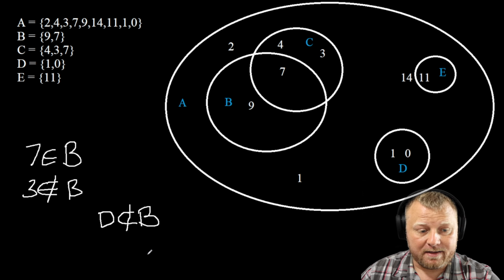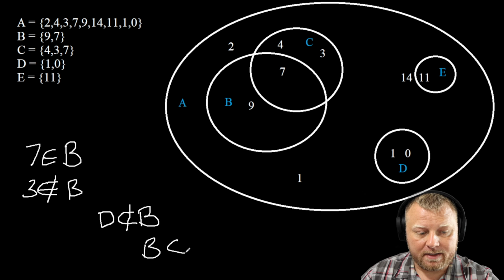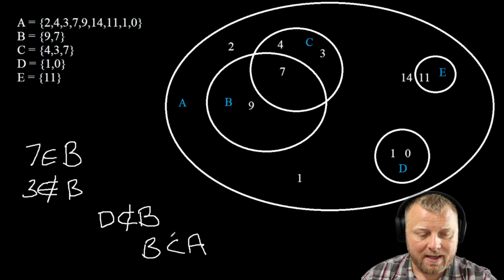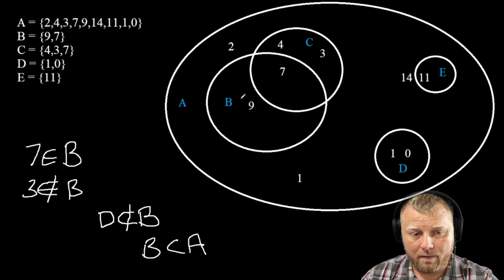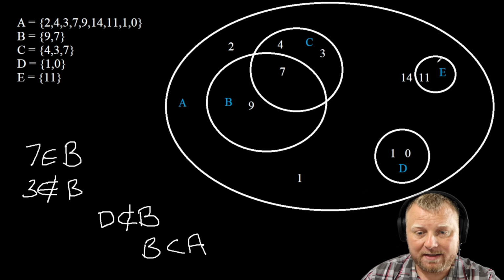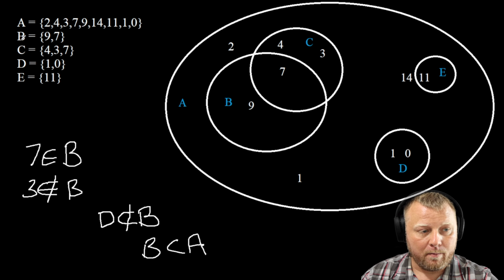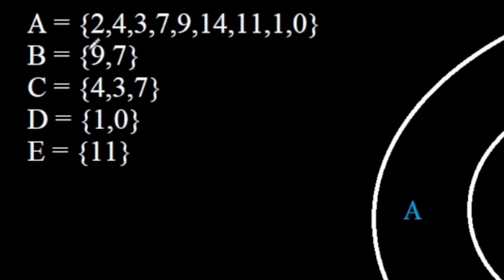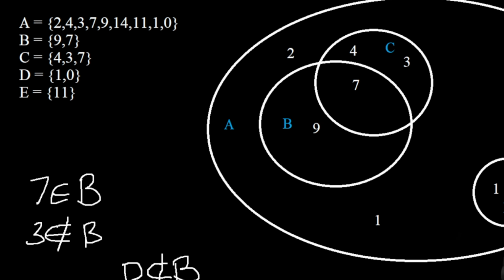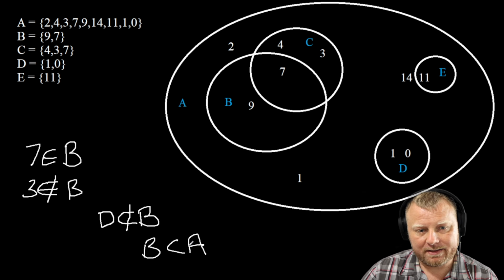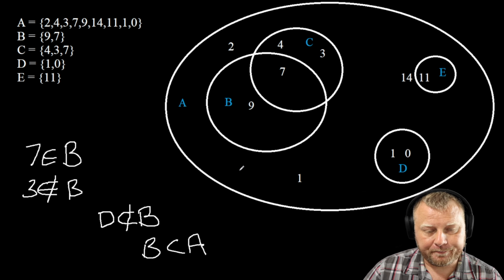Now, is B a subset of A? That's a question, right? So everything in B is also contained in A. B contains 9 and 7. Since A is everything, A definitely has 9 and 7. You can look at it over here too. B is 9 and 7. Are 9 and 7 in A? There's a 7, there's a 9, so yes, that's a true statement. And that's what I wanted to show you, just how to visualize some of this.